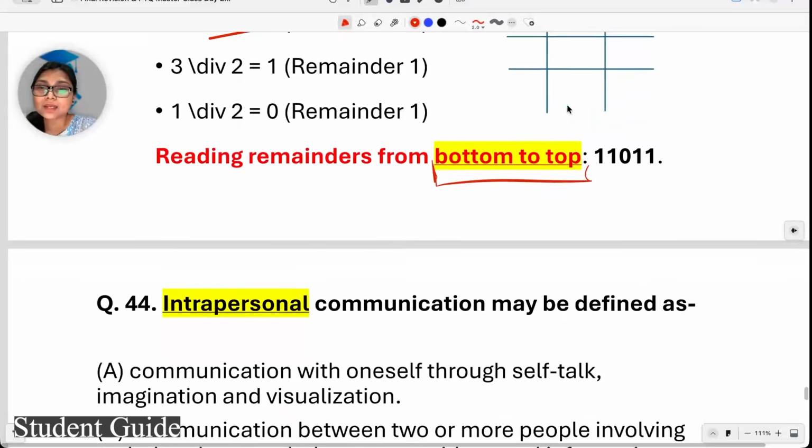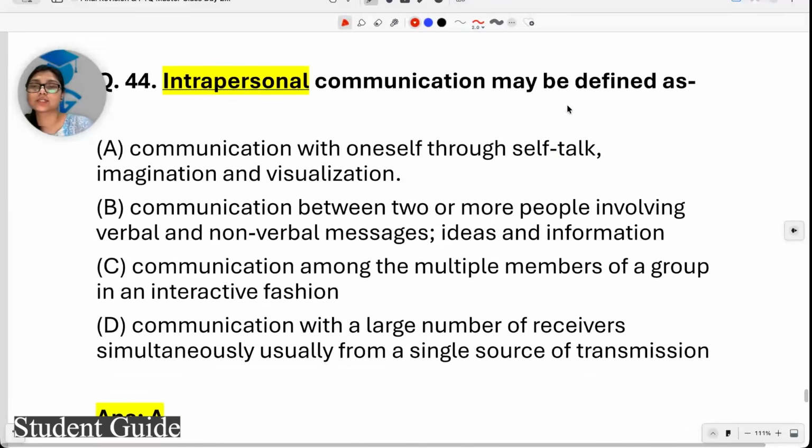Okay. Now, question number 4 of today's session, it is asking intra, not inter. So the question is asking intra, not inter. Okay, those two are different words.